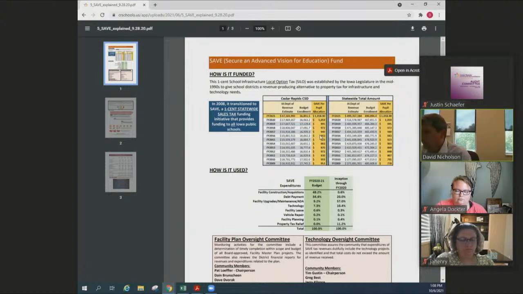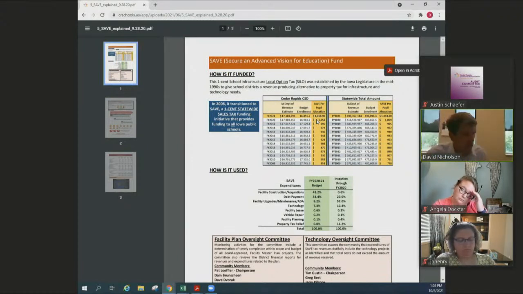Our SAVE allocation for FY21 was just a little over $1.18. This year it jumped up another $88, if I remember right. FY22 jumped up a little bit more than that, to $116. So that number did jump up, which we're thankful for, especially because our enrollment went down. The per pupil amount went up.